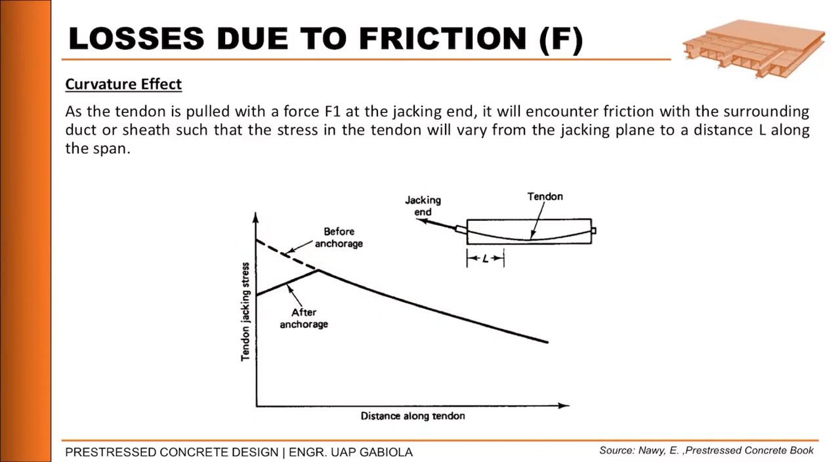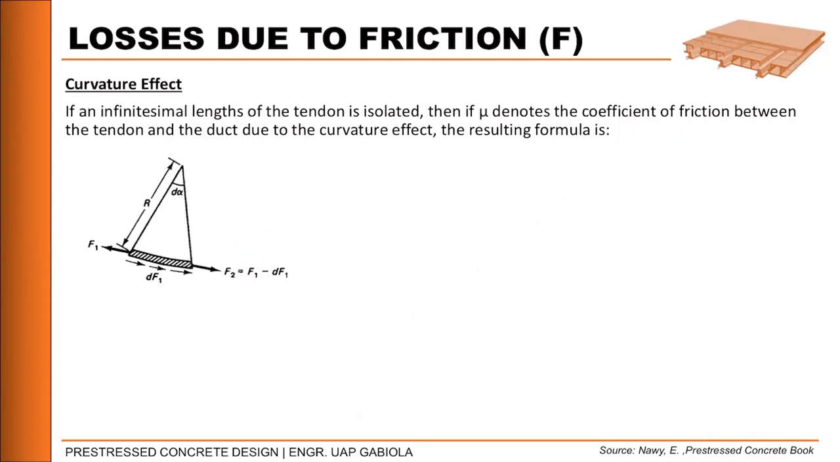And then since curvature yan, kailangan pakita natin kung paano makukuha yung formula sa kanya. Okay? And makukuha yung formula sa kanya by considering a infinitesimal length of the tendon. Okay? So, halimbawa, ito yung infinitesimal length natin. And then isolate natin. Then, if yung mu natin denotes yung coefficient of friction between the tendon and the duct due to the curvature effect, the resulting formula is itong ika-calculate natin.